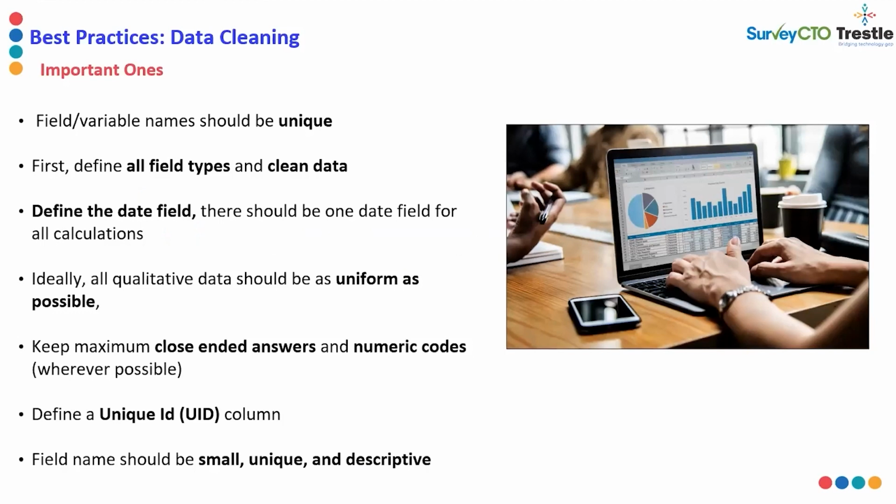Every field should be unique. You should define all the field types and clean the data before working on a dashboard. You have to define the date field if there are multiple date fields. If there is qualitative data, try to make it as uniform as possible. Try to make more close-ended answers and numeric codes wherever possible. The most important point is to define a unique ID column. Without that, it is impossible to analyze the data. And lastly, the field name should be small, unique, and descriptive in nature. So these are some of the basic steps of data cleaning.